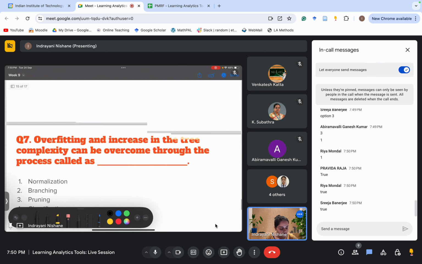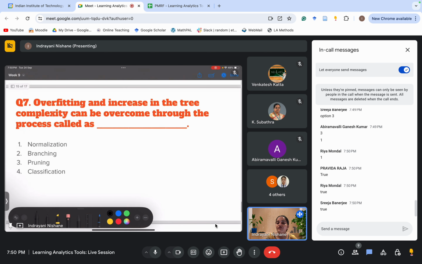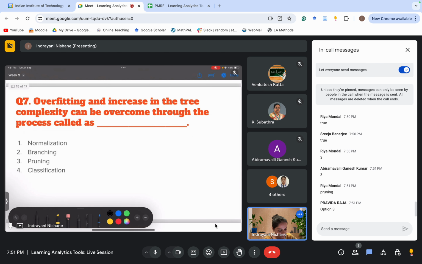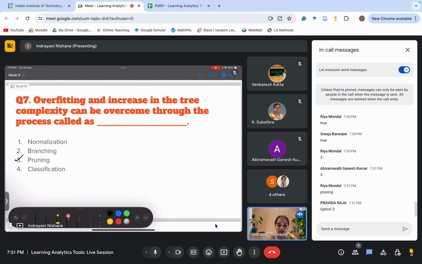So question 7: overfitting and increase in tree complexity we can overcome through the process called pruning. Very nice. I'm getting all the answers in the chat box.